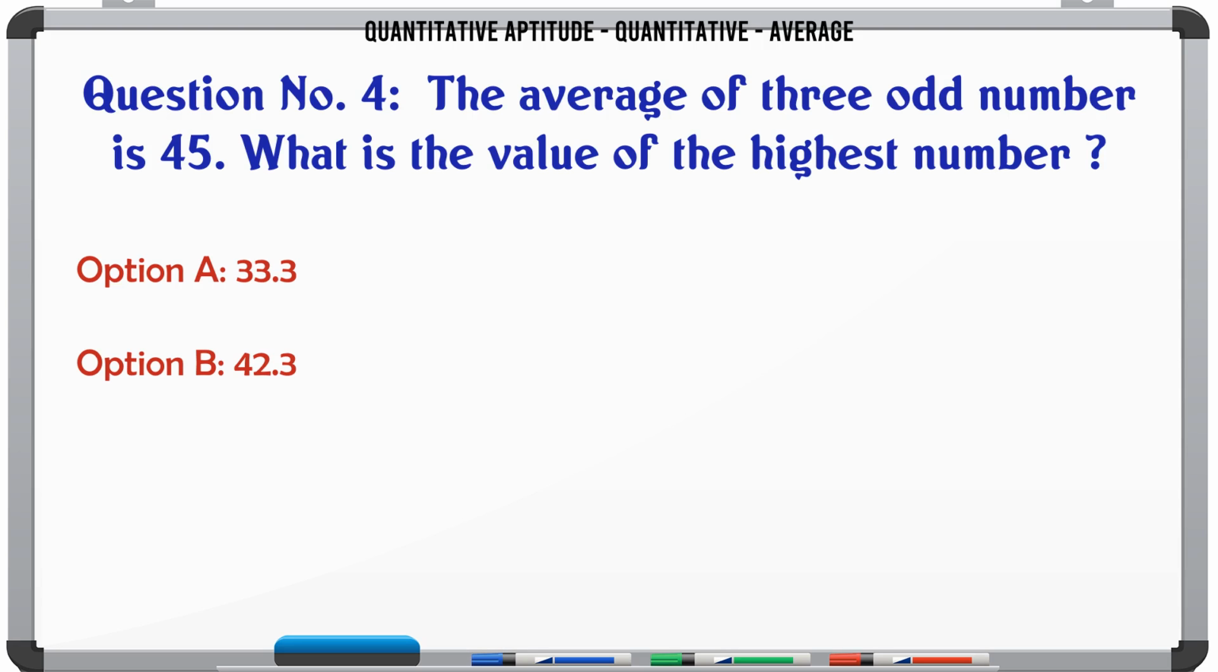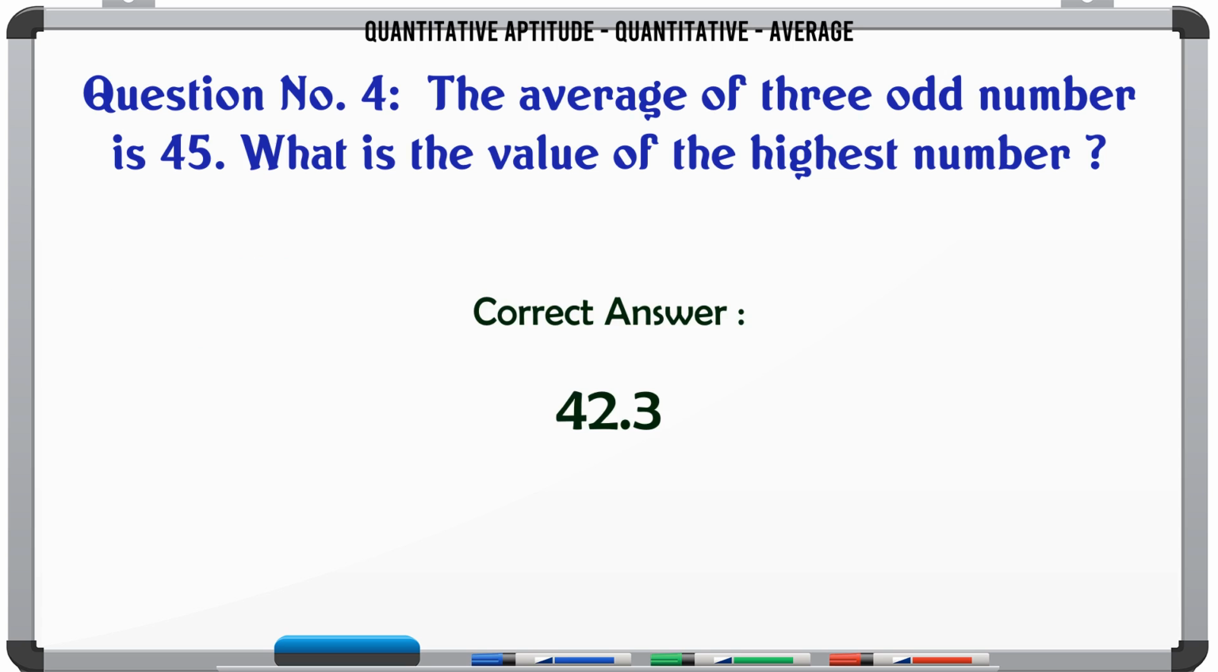The average of 3 odd numbers is 45. What is the value of the highest number? A 33.3. B 42.3. C 45. D 47.5. The correct answer is 42.3.